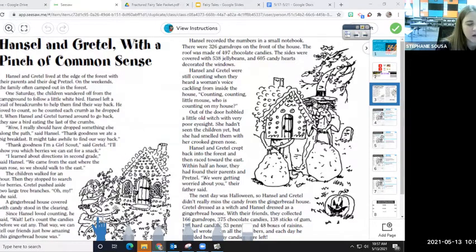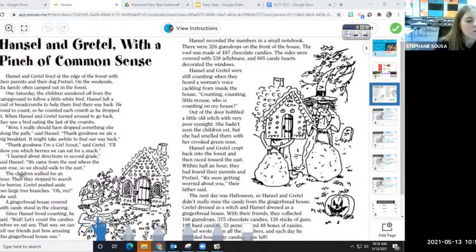Wow, I really should have dropped something else along the path, said Hansel. Thank goodness we ate a big breakfast. It might take a while to find our way back. Thank goodness I'm a Girl Scout, said Lily Gretel. I'll show you which berries we can eat for a snack. I learned about directions in 2nd grade, said Hansel. We came from the east where the sun rose, so we should walk to the east. That doesn't make any sense.